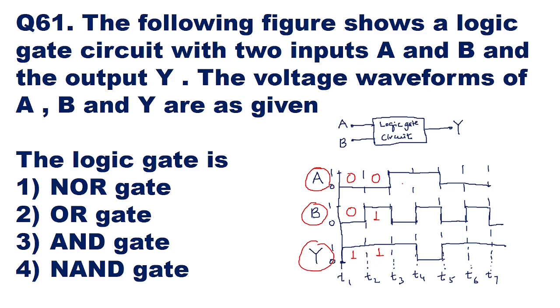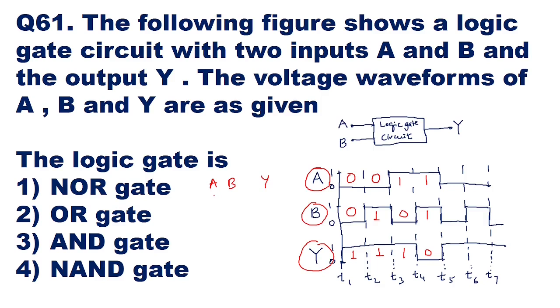If you see the third time interval, the input A is at logic 1, input B is at logic 0, and the output Y is at logic 1. If you see the fourth time interval, the input A is at logic 1, input B is at logic 1, and the output is at logic 0. If all these voltage levels are put in a truth table, that is the format of inputs and outputs, we can see for input A and input B, what is the output?